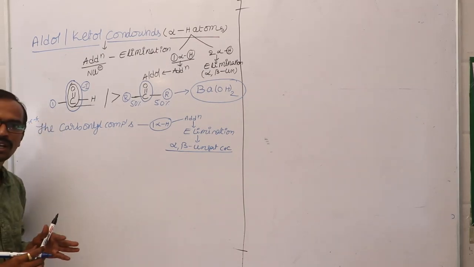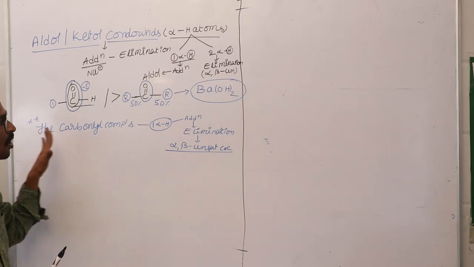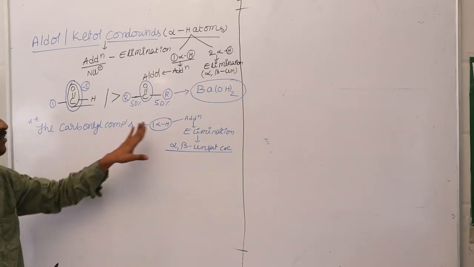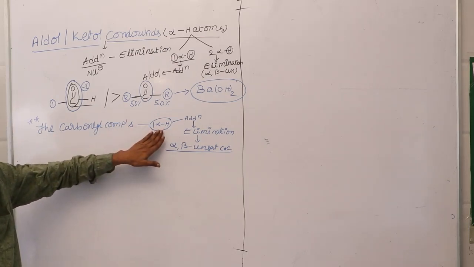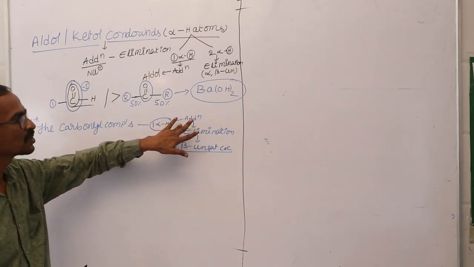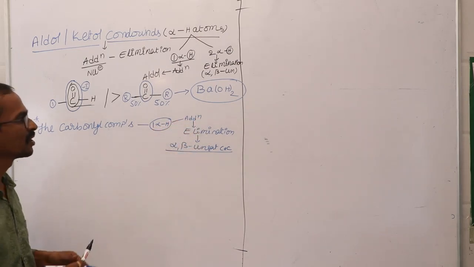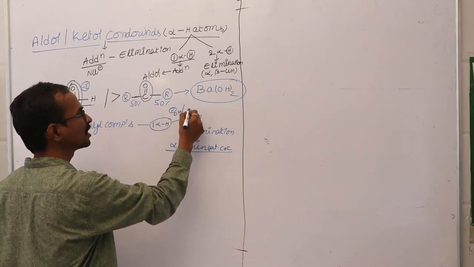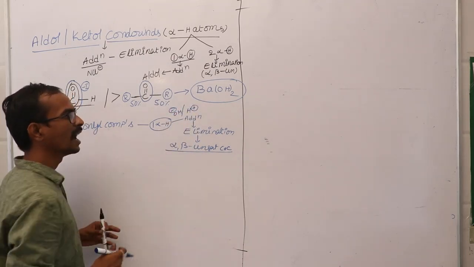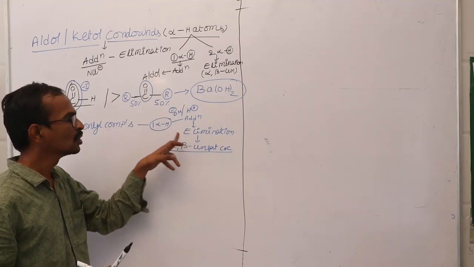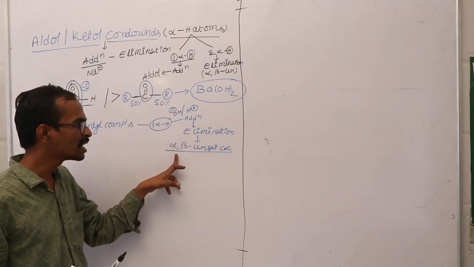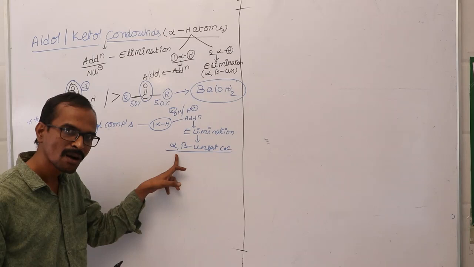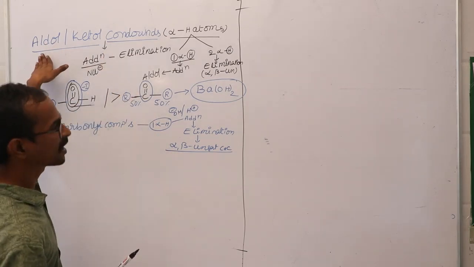Let me explain the definition again. The reaction of carbonyl compounds having at least one alpha hydrogen atom undergoes addition elimination reaction either in the presence of base, or this can be facilitated in the presence of acid also. Addition elimination reaction to form an alpha beta unsaturated carbonyl compound is called Aldol condensation.